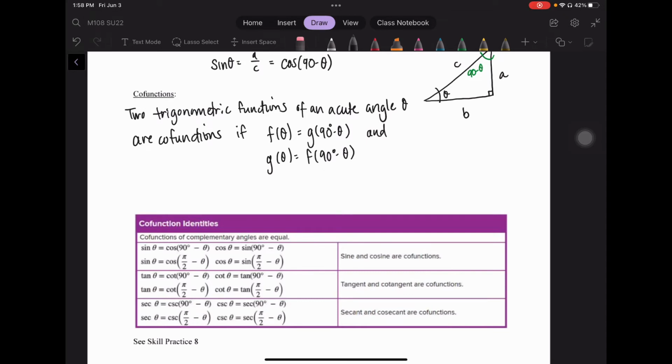Sine of theta is equal to cosine of 90 degrees minus theta. Now, we know that 2 pi is equal to 360. We also know that pi is equal to 180. If I divided both pi and 180 degrees by 2, I would get pi over 2 equals 90 degrees. So pi over 2 represents 90 degrees.